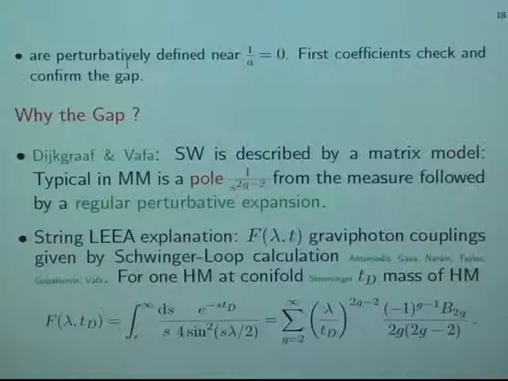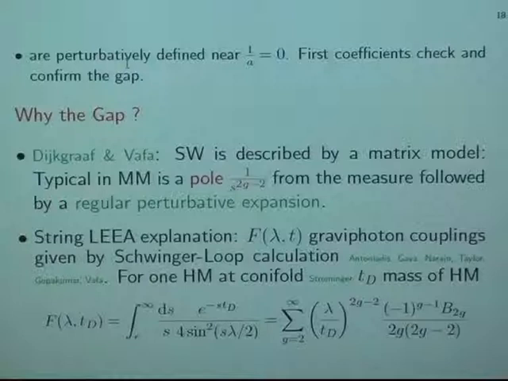Now, why is there a gap? Well, I can offer two physical explanations. First of all, there is the Dijkgraaf-Vafa description that Seiberg-Witten is actually described by a matrix model. In this matrix model, you typically have from a measure a high negative power, which goes in this way with the genus, but then the perturbative expansion is actually regular. Another, maybe more interesting explanation for what follows is a low energy effective action explanation. You see that this F_g actually contains the graviphoton couplings, and they are given by a Schwinger loop calculation, as was done by many people.